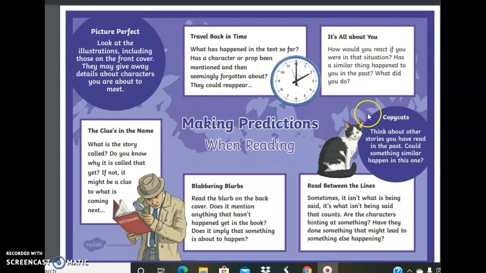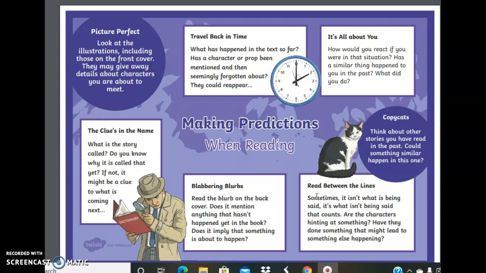So reading between the lines. Sometimes it isn't what is being said, it's what isn't being said that counts. Okay? Thinking about the title, like I said, thinking about the words in the title of that book, because it's not as easy today. You're not getting to look at the front cover as a book and make your predictions based around that. You're given 5 words and that's it. So are the characters hinting, or is the title of the text hinting at something?